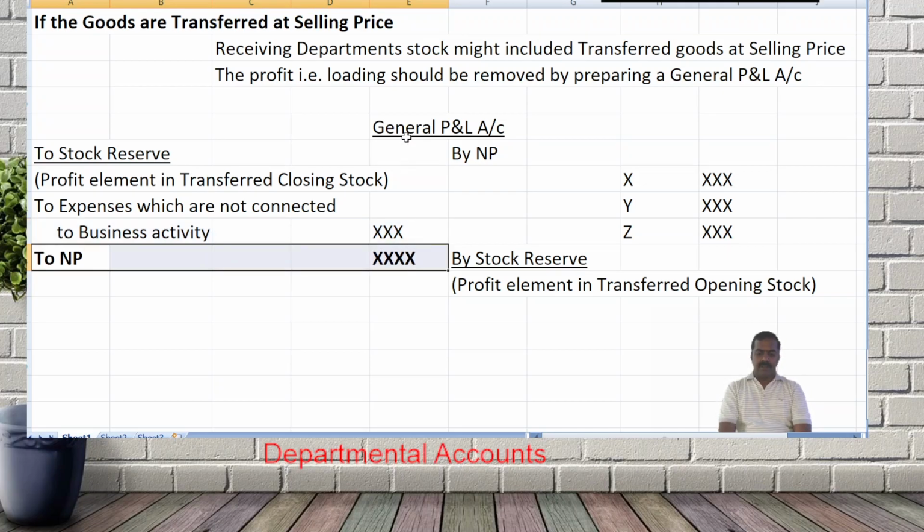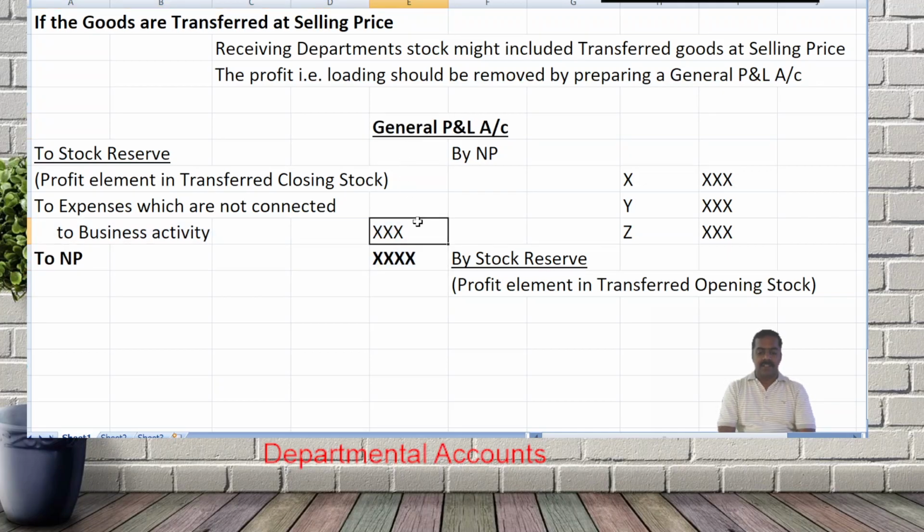Take up this. So this is which account? General P&L account. On the trading account, the opening stock, transfers and closing stock will be at what price? Respective invoice price. The profit element alone is removed in which account? General P&L account. Sir, why are you removing it here? You could ask, why not remove it there? But there we want to ascertain the real performance of departments X and Y. X transferred goods to Y at a selling price. Why? Because otherwise their performance will be understated.